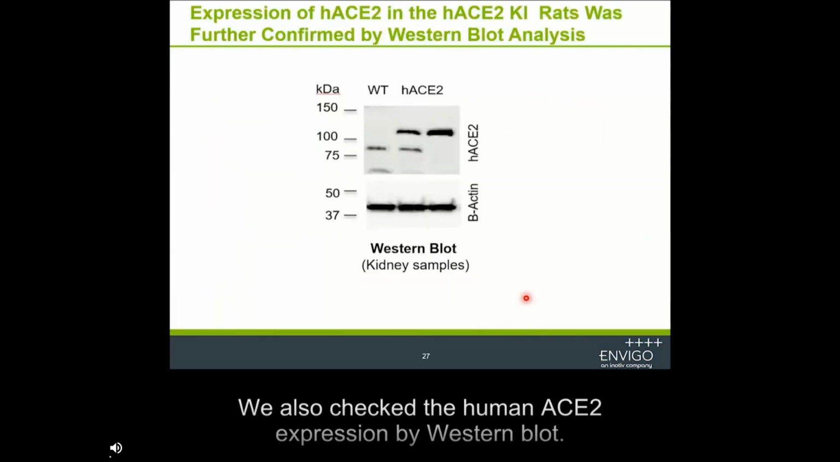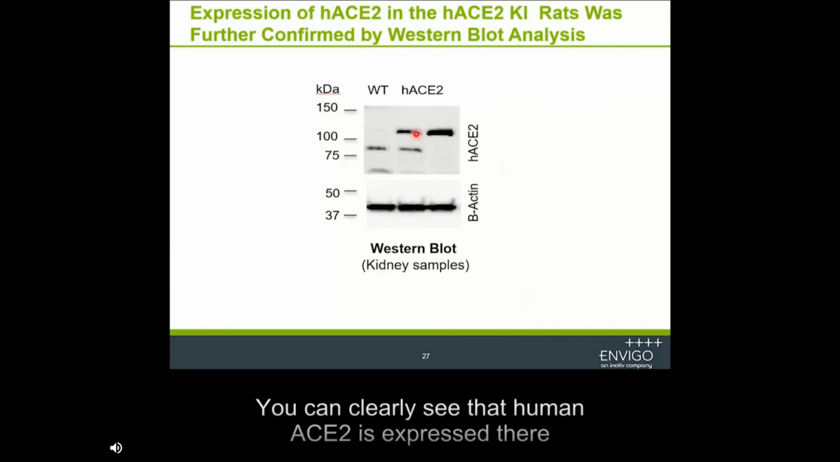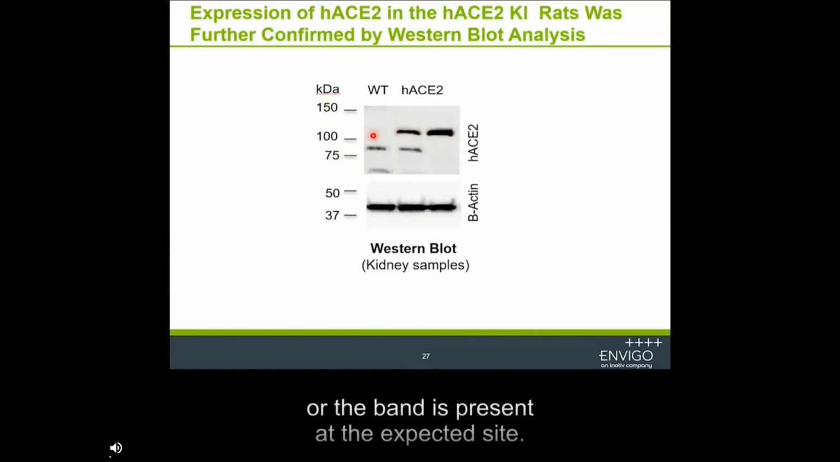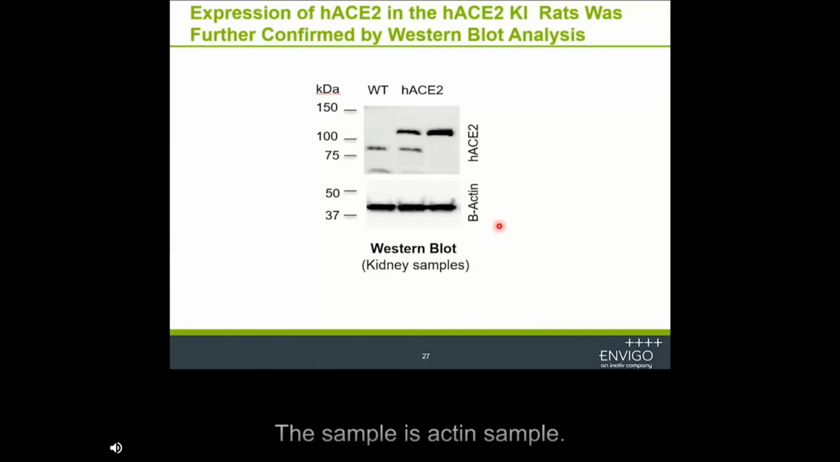We also checked the human ACE2 expression by Western blot. You can clearly see the human ACE2 is expressed, with the band presented at the expected size. The sample is a kidney sample.